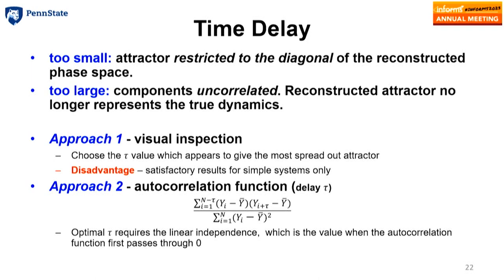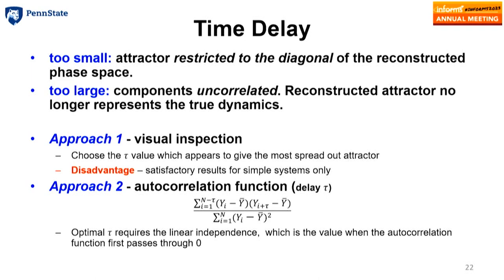The general, heuristic approach is visual inspection. Just try a few tau values, look at the state space, and see whether the attractor or the trajectories are spread out. The disadvantage is that it sometimes gives satisfactory results only for simple systems. Another way to do it is to use the autocorrelation function, because we can study how the data is autocorrelated.